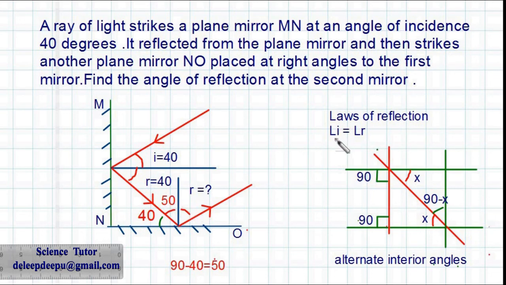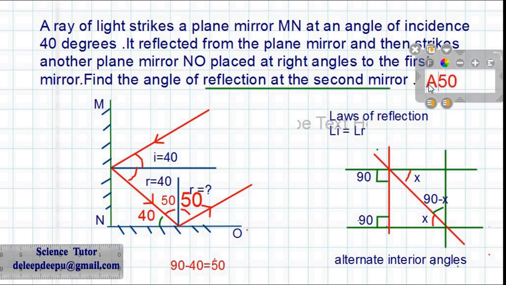Now our final destination is r. We know that i is equal to r. So this angle is equal to 50 degrees. So we came to the last conclusion that the angle of reflection at the second mirror is equal to 50 degrees.